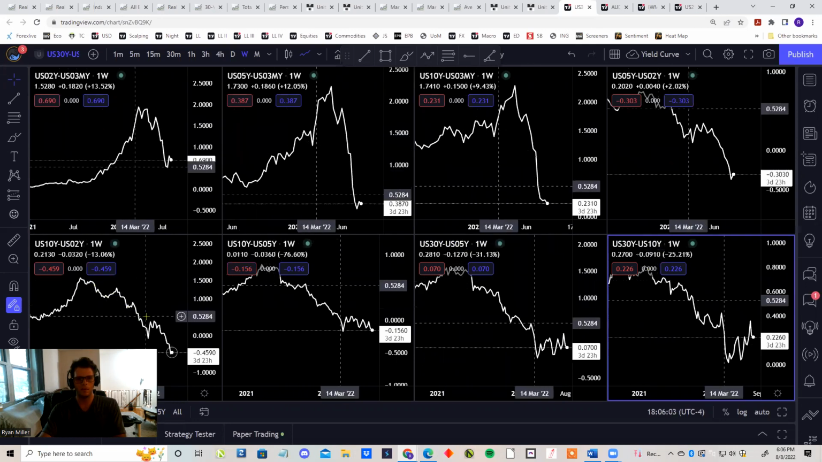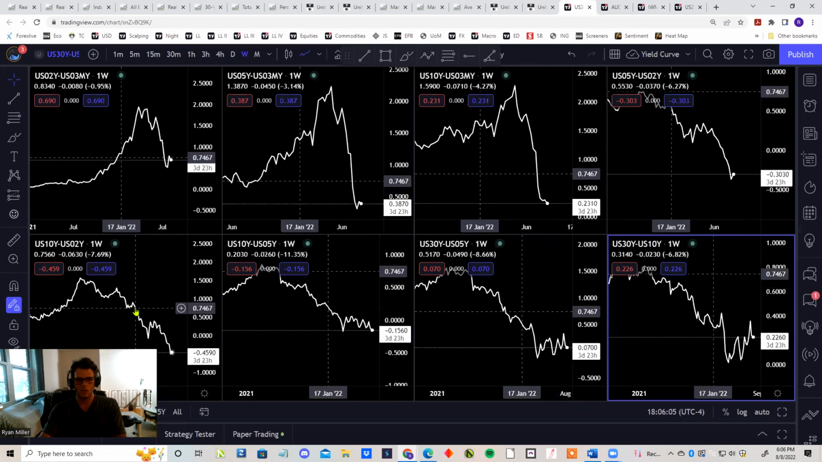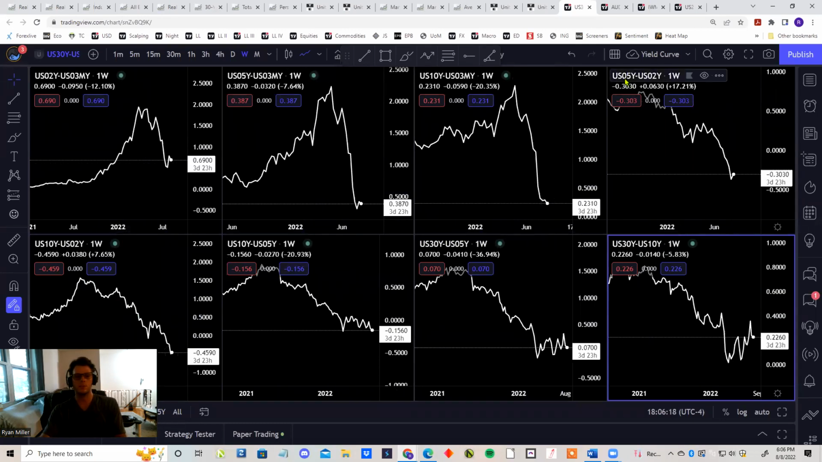Yield curves have been flattening. By the time we got to January, right around here, it all flattened significantly, and we're showing signs that they're going to continue to flatten, right? That's an indicator that growth is slowing. We could potentially be headed towards recession, right?